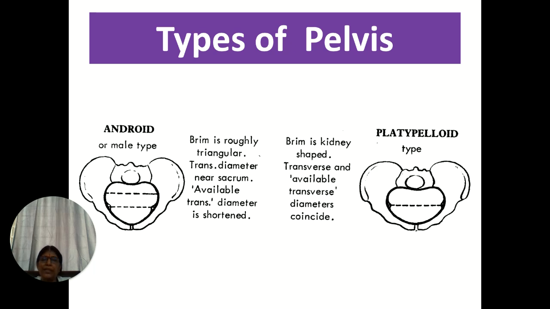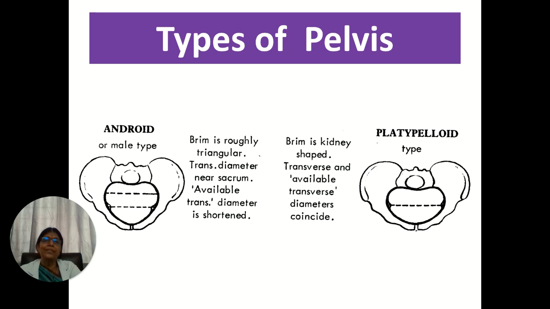Android is otherwise also seen in the male type of pelvis. The brim is roughly triangular. The transverse diameter near the sacrum is shortened, and the typical feature with an android pelvis is that as you go lower and lower down into the cavity, there is narrowing or funneling of the pelvis.